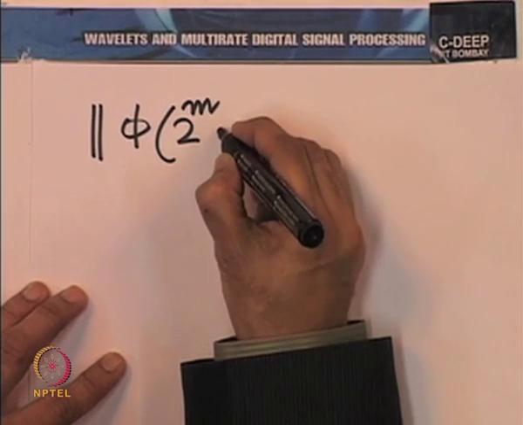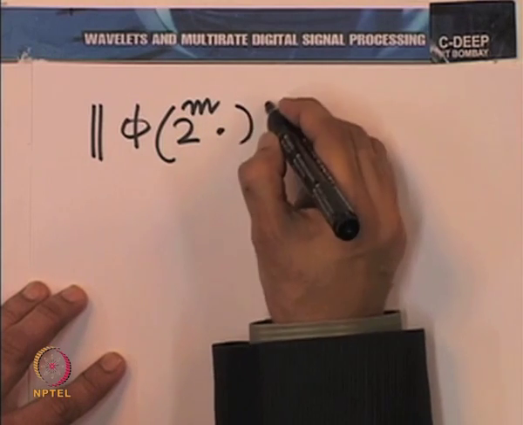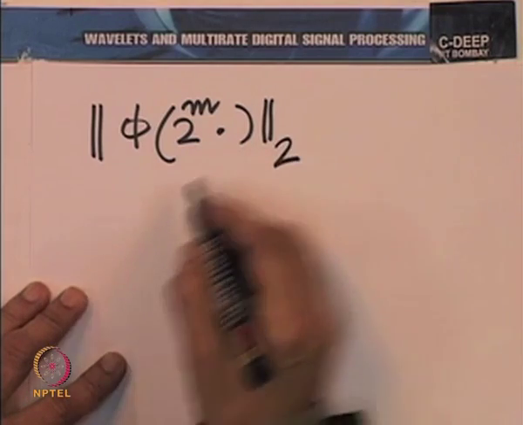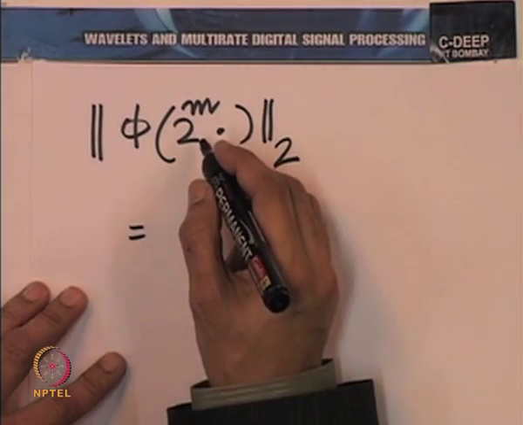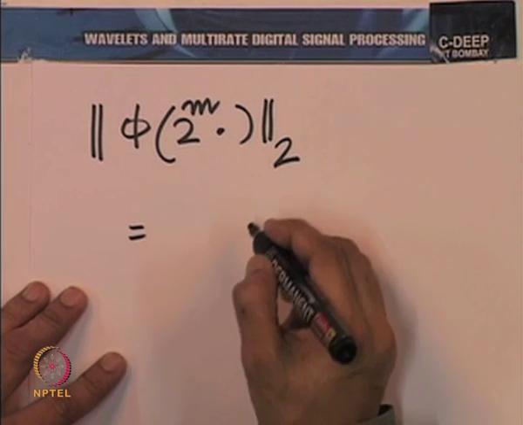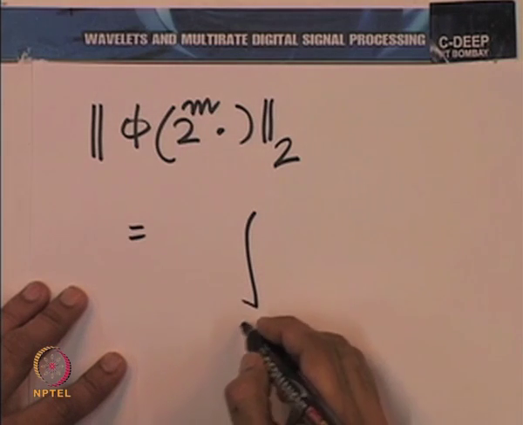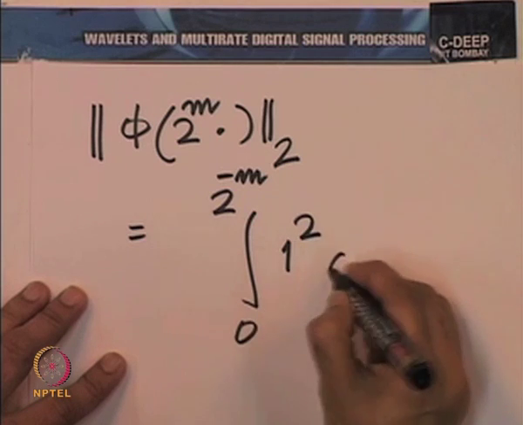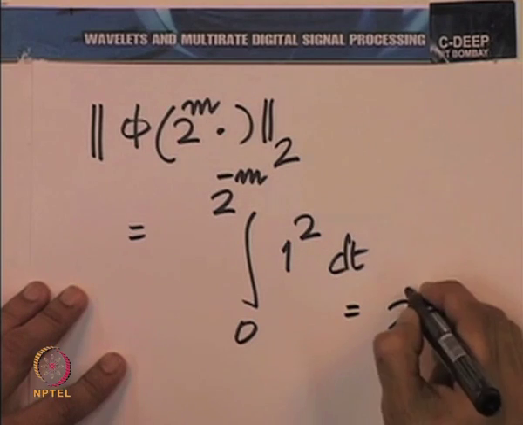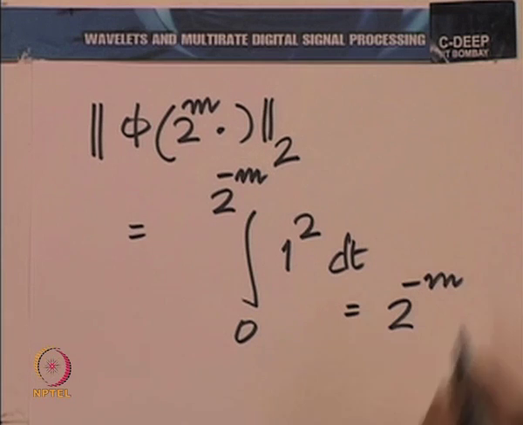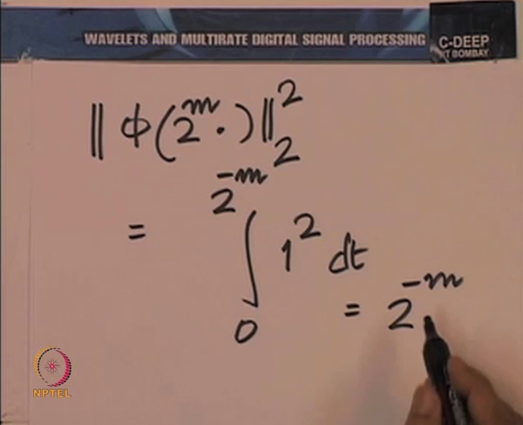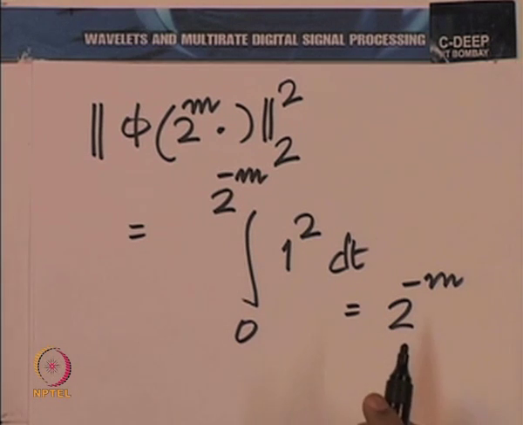So, I am putting 2 raised to the power of m and then a dot. Dot denotes the argument of the function, but we are treating the function as an entity. So, I do not use the explicit argument here. The norm of this is essentially an integral. When you go over phi of 2 raised to the power of m dot, you are talking about 0 to 2 raised to the power minus m, 1 squared dt. And that is obviously 2 raised to the power minus m. And therefore, this is of course the square of the norm. So, if you want to make this unit norm, you must divide the function by the square root of this.